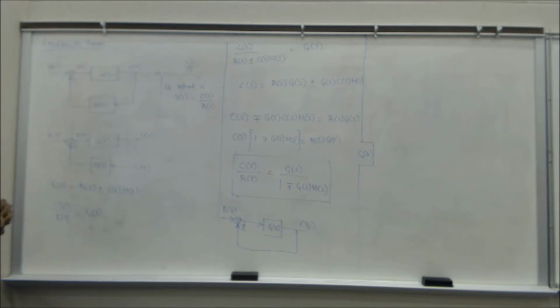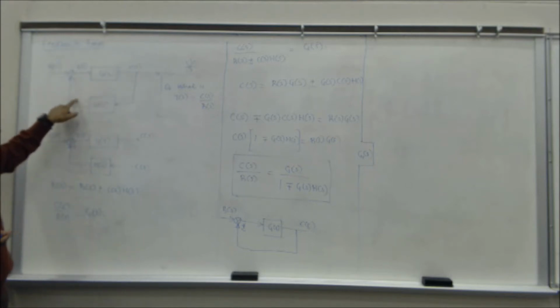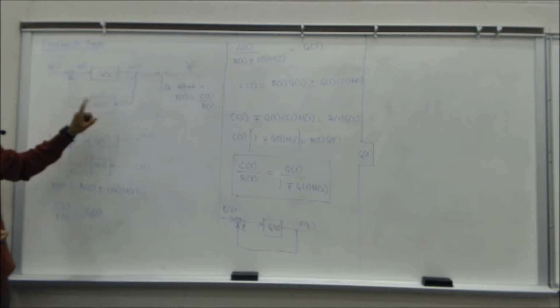You have to always understand signals and systems. When a signal goes through a system, it changes its form. It is another signal. You cannot name the signal coming out of this as C of S unless H of S is 1.